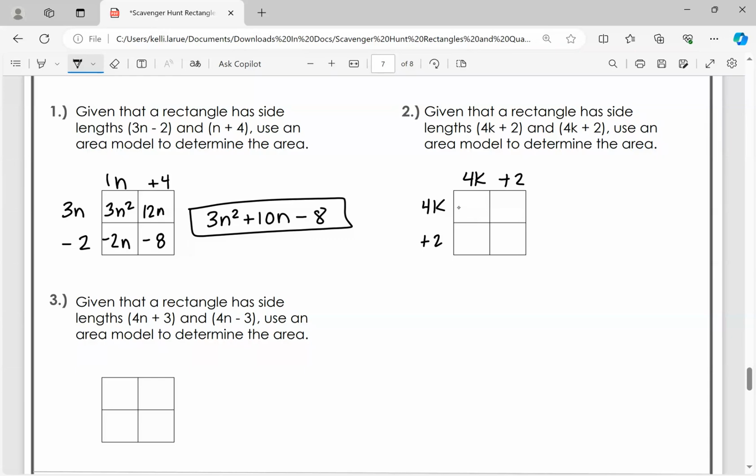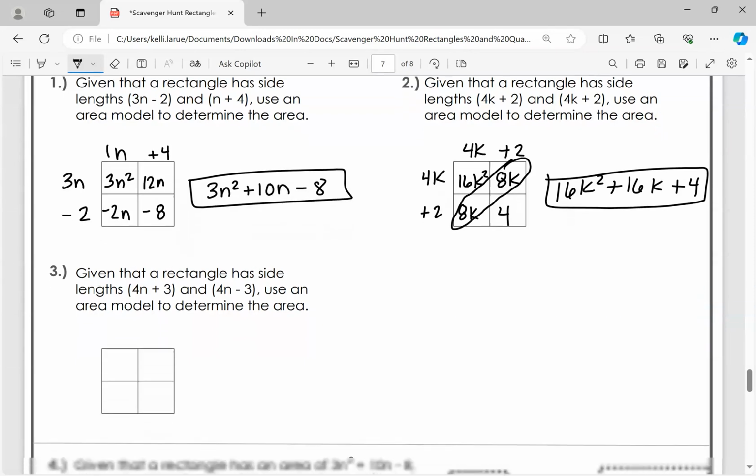So 4 times 4 is 16, k times k is k squared. 4 times 2 is 8 times k. 2 times 4 is 8 times k, and 2 times 2 is 4. So the total area of this figure is 16k squared plus 16k plus 4. And I got that 16k by combining these two 8k terms.